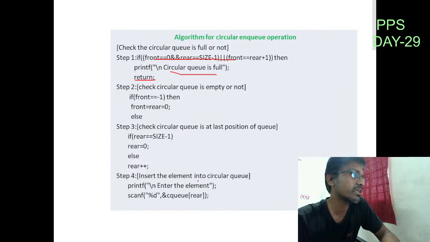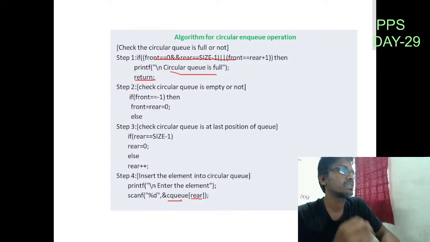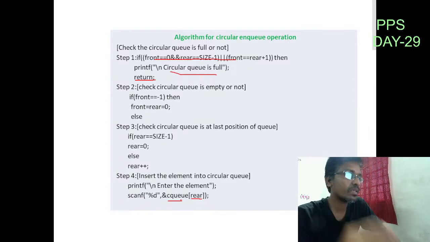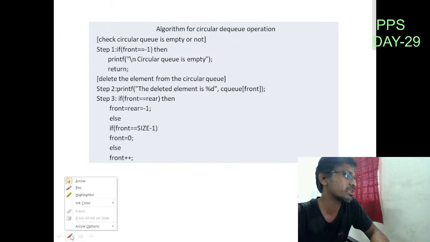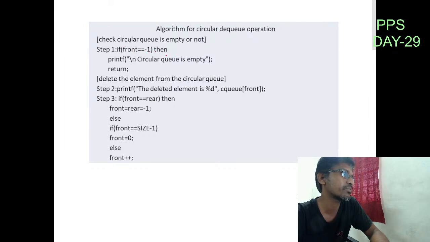After that you can perform the insertion operation. You have to read the elements from the keyboard and insert the elements through the rear end into the circular queue. So this is the algorithm for performing insertion operation, and for deletion operation you need to check the front pointer. If front pointer is equal to minus 1, then you can say that the queue is empty.